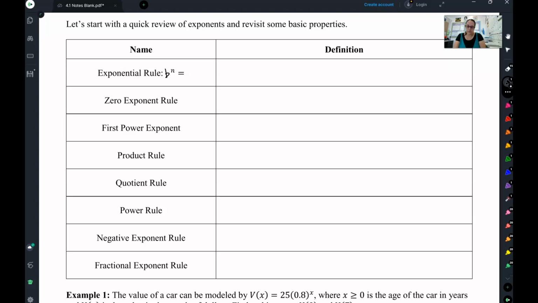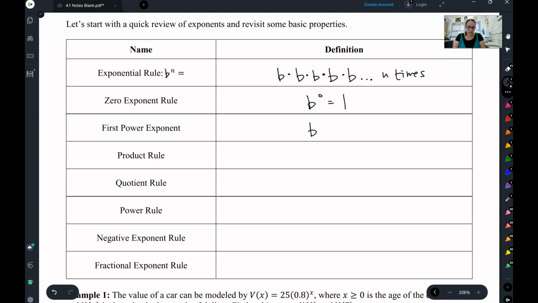Just a reminder that if you have anything to the nth power, what you're doing is you're timesing that thing by itself over and over n times. So if I had b to the 4th power, I would do b times b times b times b, 4 times. The zero exponent rule, anything to the 0 power equals 1. The first exponent rule, anything to the 1st power is itself.